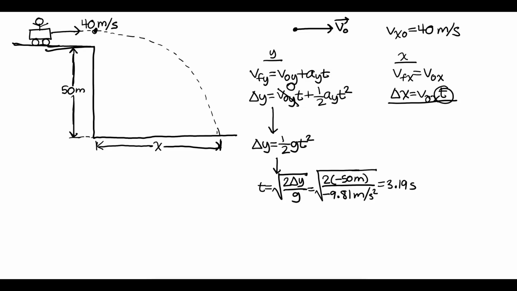But at the same time, if the car moves from here in the y direction to here in 3.19 seconds, then it has to go from here to here in 3.19 seconds because it ends up over here. So it has to go from this position to this position in the x direction in 3.19 seconds. So we found our time, and now we can use the second equation in the x direction. Delta x equals v0x t. So that equals 40 meters per second times 3.19 seconds.